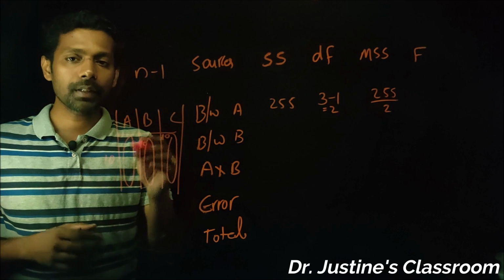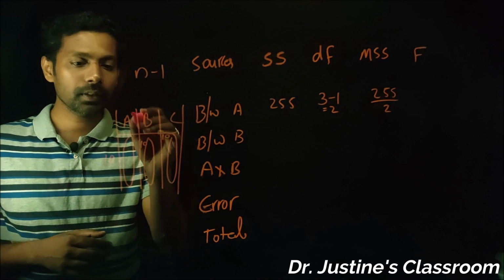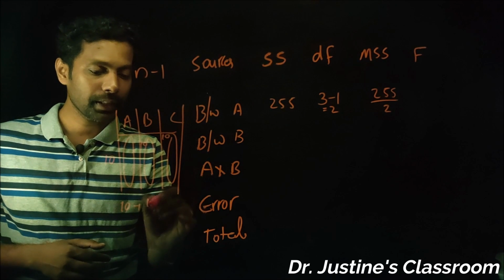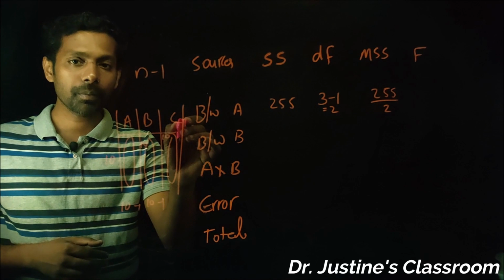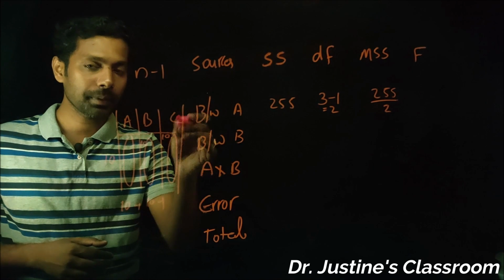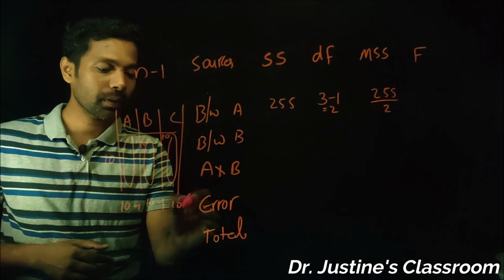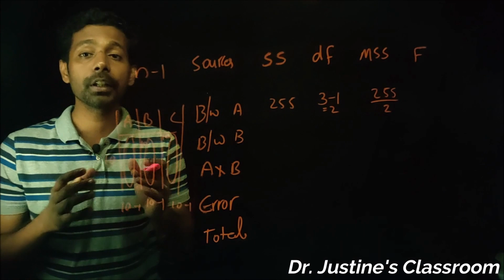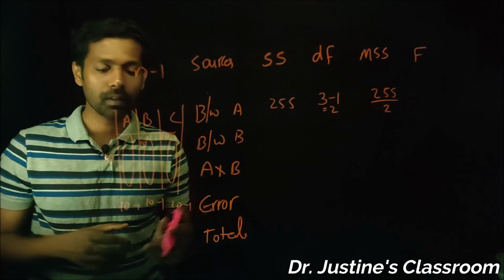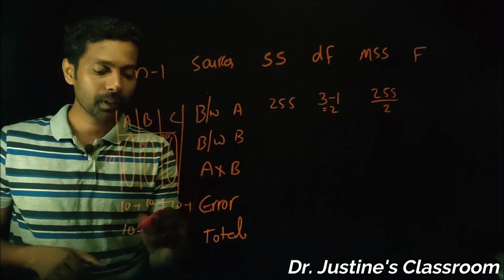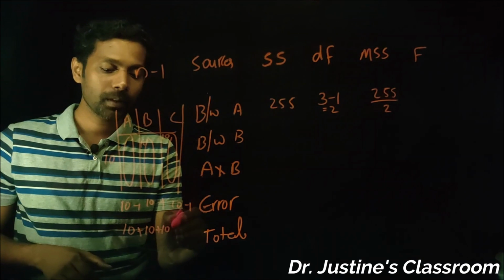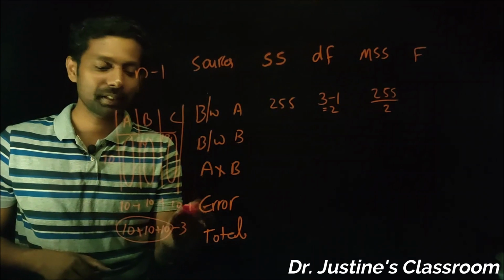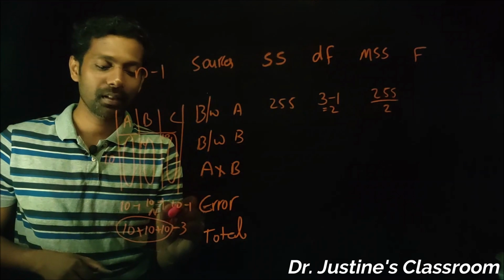So what's the degree of freedom within A? It's 10-1. What's the degree of freedom within B? 10-1. And what is the degree of freedom inside group C? So 10-1. So what is happening here? In each group, one degree of freedom is taken out when you consider within group variance. That's the error variance in this context. So it's basically 10 plus 10 plus 10 minus 3. So what is this 10 plus 10 plus 10? That is basically n, the total sample, minus 3.